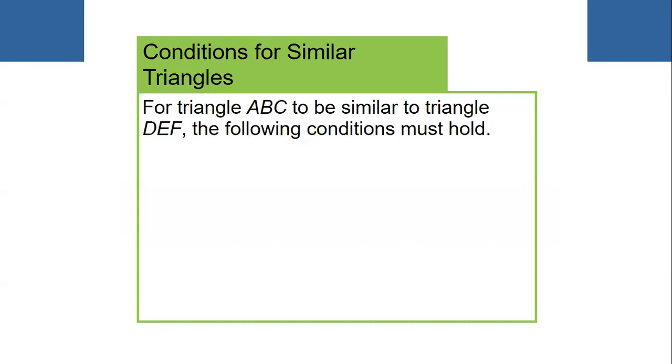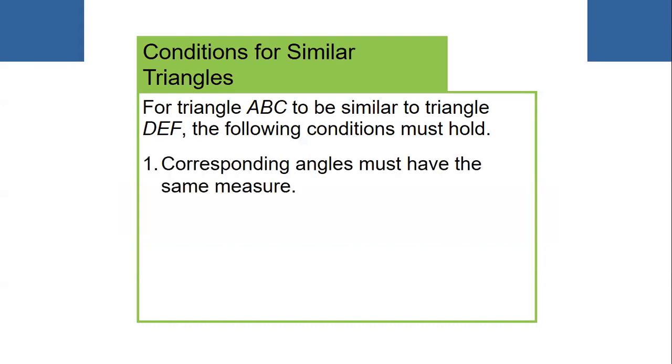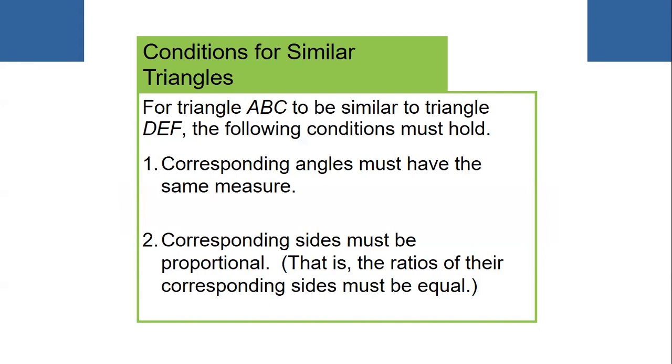Okay, so conditions for triangles. For triangle ABC similar to triangle DEF, the following conditions must hold. Do we remember things like angle, angle, side? Side, angle, side? That's what we're talking about. So corresponding angles must have the same measure. Corresponding sides must be proportional. So that's what we're leading into.